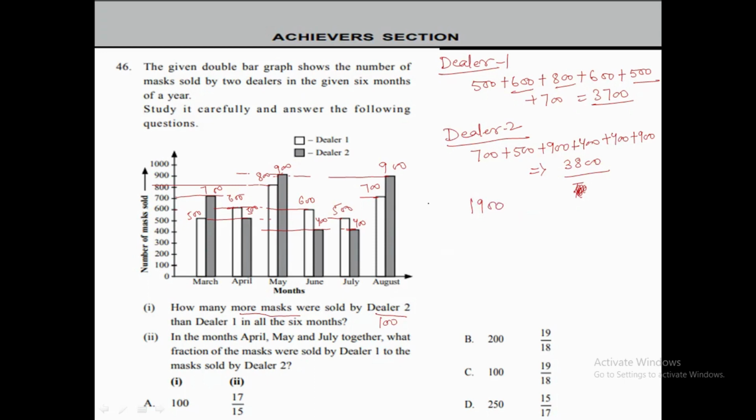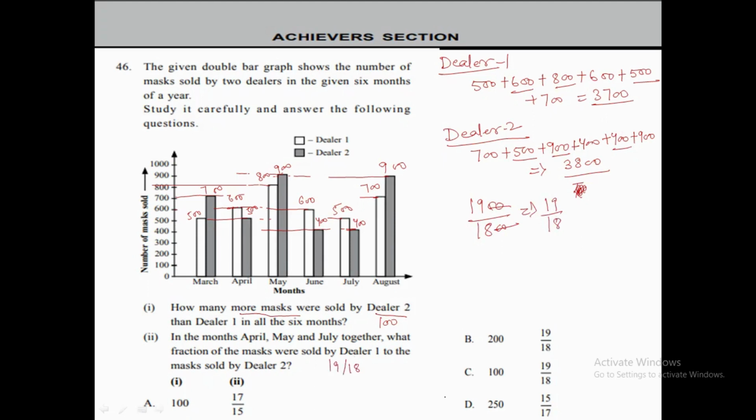Okay, let's go to dealer 2 in the same way. In April he sold 500, in May he sold 900. Then in the month of July he sold 400. Okay, so what is the total? 900 plus 500 is 1400, 1400 plus 400 is 1800. We need to find the fraction of masks sold by dealer 1 to the masks sold by dealer 2. So 1900 by 1800. What we are getting is 19 by 18. So that will be the answer of the second one.